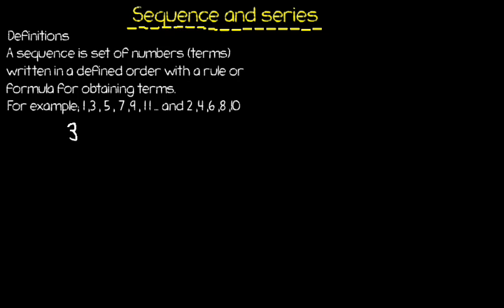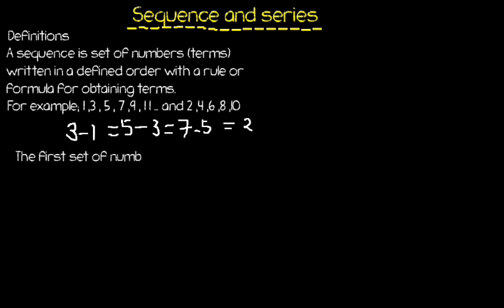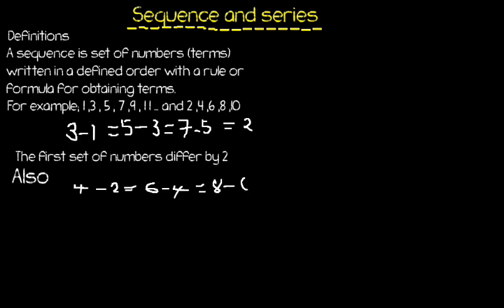You can see that 3 minus 1 is equal to 5 minus 3 in the first set of numbers, which is equal to 7 minus 5, which in all we had our answer to be 2. So you can say that the first set of numbers differ by 2. Let's move on to the next one. Also, 4 minus 2 is equal to 6 minus 4, which is equal to 8 minus 6, in which we had our answer to be 2. So you can say that the second set of digits differ by 2.